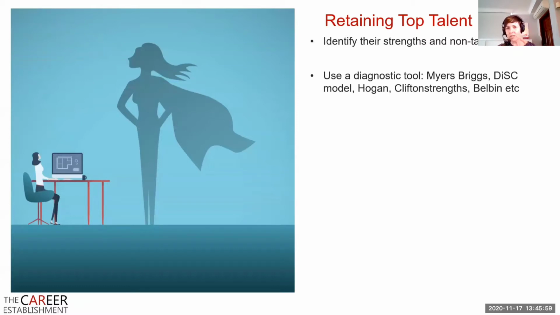So to identify their strengths and non-talents, it's a lot easier to use a diagnostic tool. There are loads of them out there. There's Myers-Briggs, there's DISC model, there's Hogan, there's Clifton Strengths, there's Belbin. Now, you do need to be partnering with an external provider that's actually qualified in those areas, or you look at investing internally in somebody that manages that throughout your whole process. It's definitely a good idea both ways.